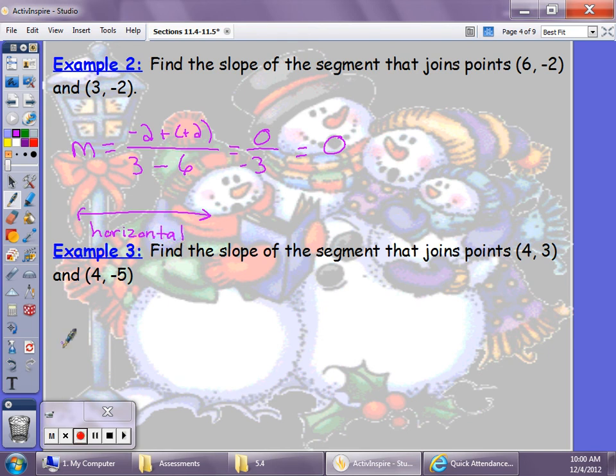For example 3, we are going to find the slope of the segment that joins points (4, 3) and (4, -5). So our slope can be found by taking -5 minus 3 over 4 minus 4, which simplifies to -8 over 0. Remember that a 0 in a denominator means that this fraction, or this slope, is undefined. An undefined slope represents a vertical line.